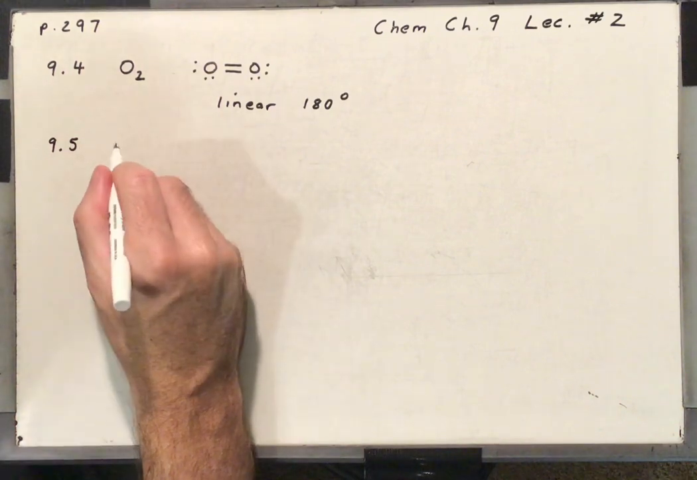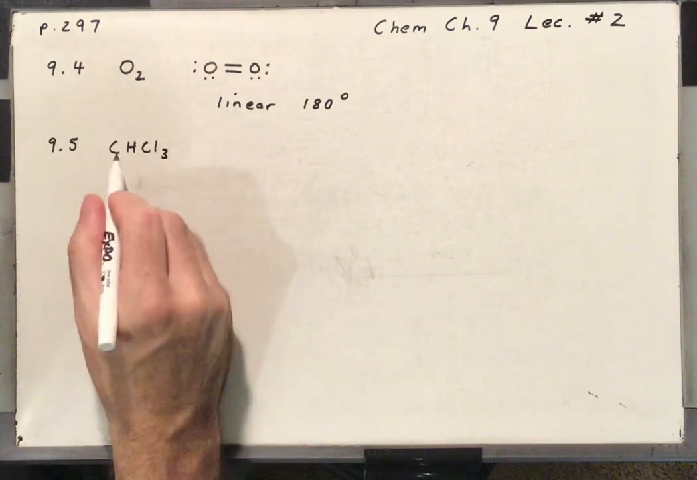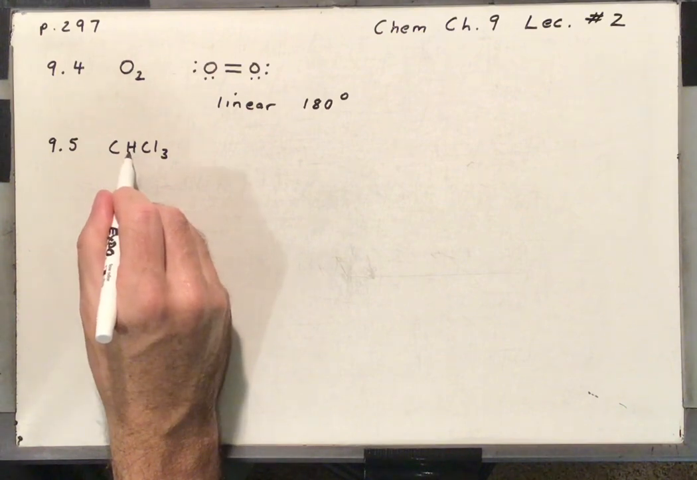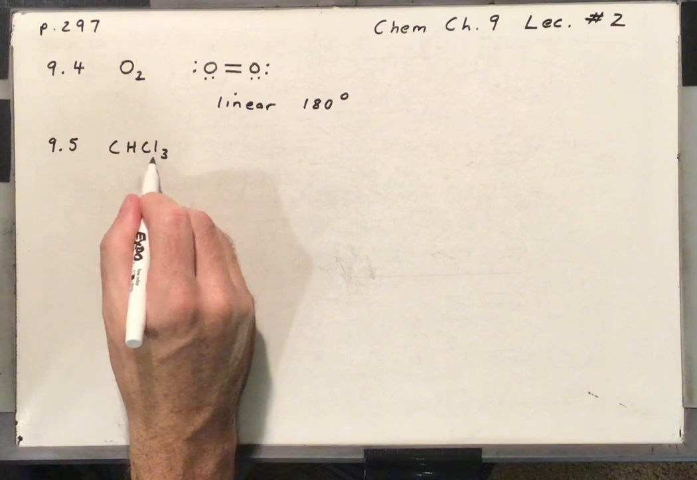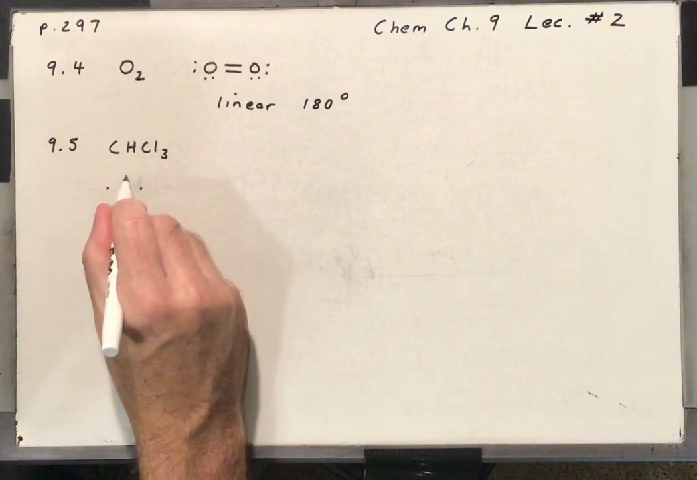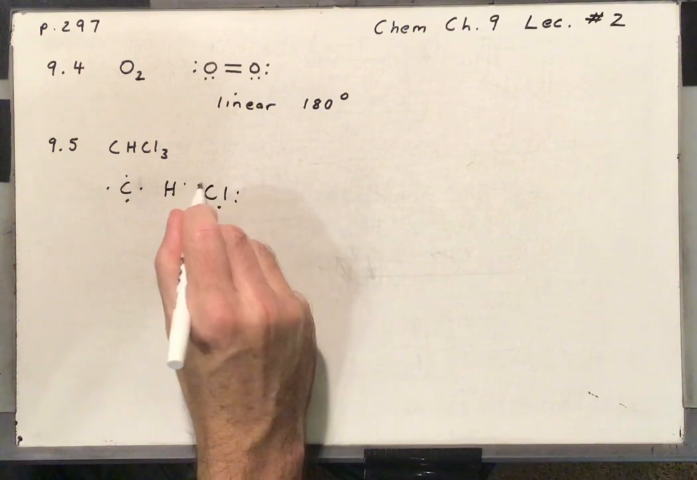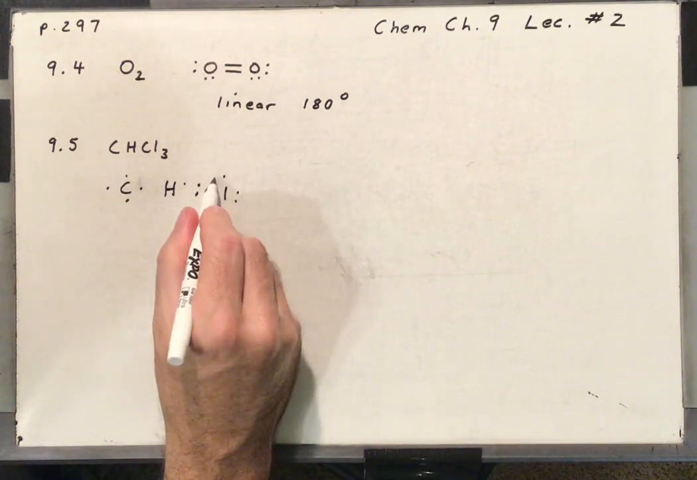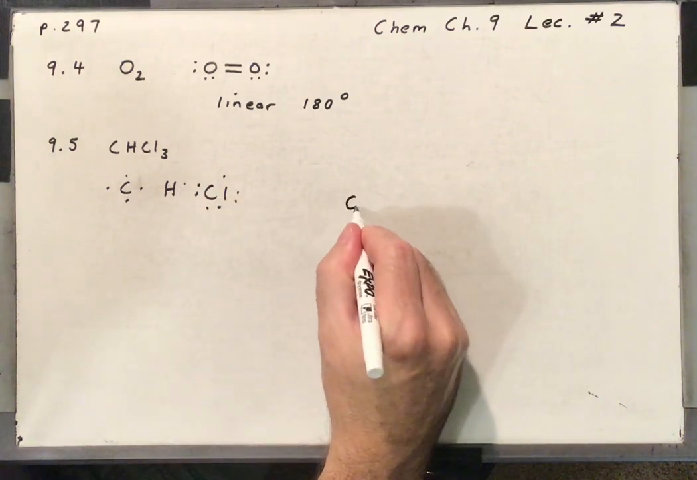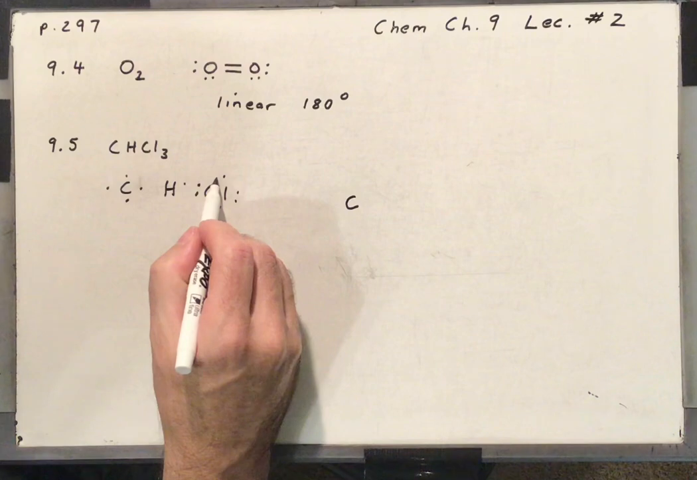9.5, we have CHCl3. All right, carbon in column 4, 4 valence electrons, hydrogen, 1 valence electron. Chlorine is in column 7, so 7 valence electrons. Carbon like that, each hydrogen like that, each chlorine, 2, 3, 4, 5, 6, 7. So each chlorine just has one open slot. The hydrogen just has one open slot. Carbon would go in the center. So this is a central atom surrounded by 4 single bonds.